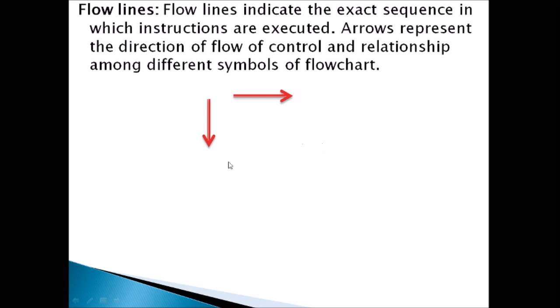Next symbol is flow lines. So these lines are going to be used to connect all the symbols which are in the flow chart. Okay, from the start to the stop, all the symbols should be connected using these flow lines. And also these arrows represent the direction of flow of the execution.